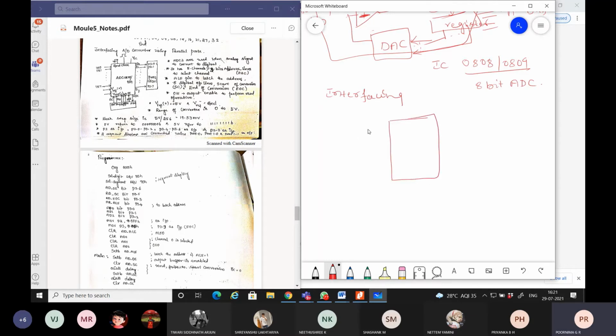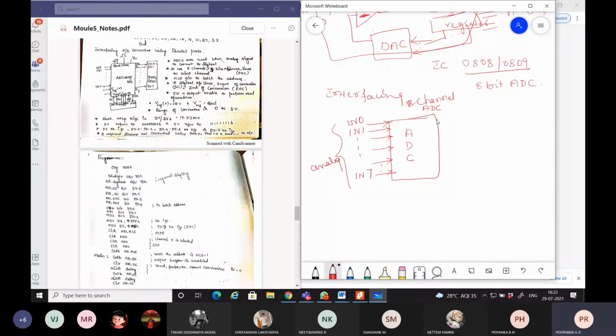So assume that you have an analog to digital converter. Sometimes you will have a single channel, but here you can see an 8 channel ADC. 8 channel ADC means it will support 8 different inputs: input 0, input 1, up to input 7. Totally 8 inputs of analog nature can be given to the ADC.